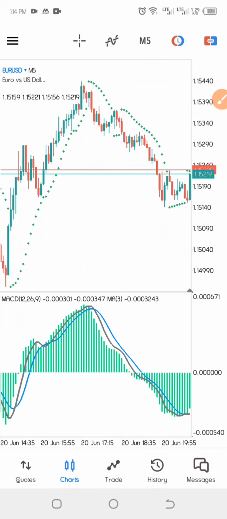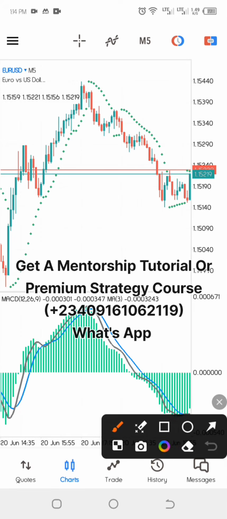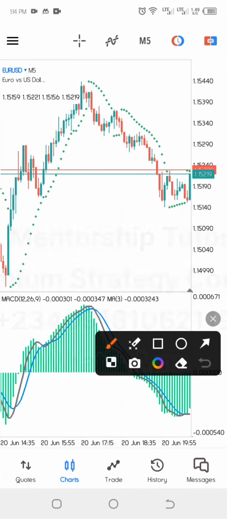Okay, so this strategy works perfectly, and with this strategy you can catch 3 RR, which means that if you are risking $5, you are aiming to catch $15, and if you are risking $10, you are aiming to catch $30. If you are risking $20, your aim is to catch $60, and this strategy guarantees you that. So how does this strategy work? First thing we want to do is talk about the sell, then we dive into the buy. The first thing we want to do is wait patiently.